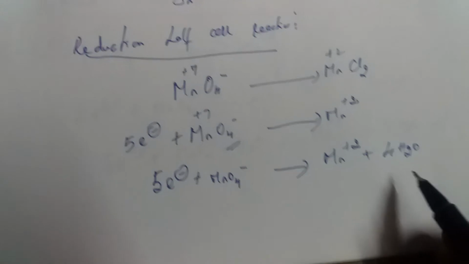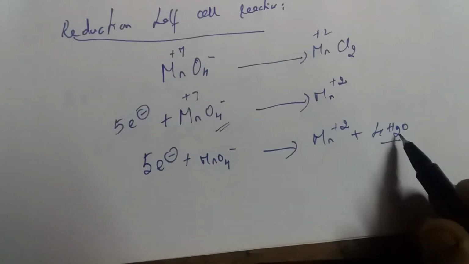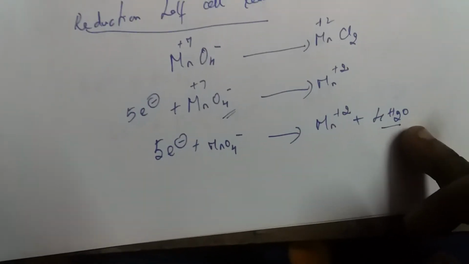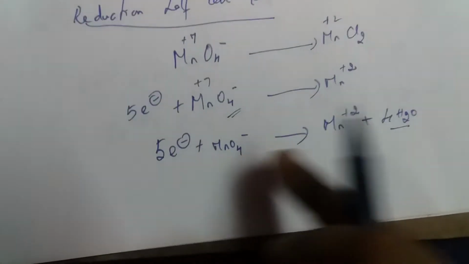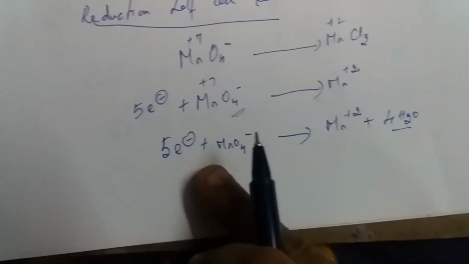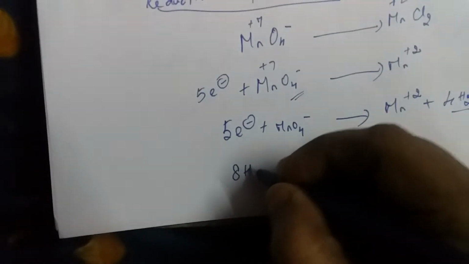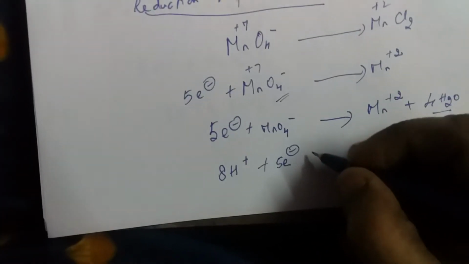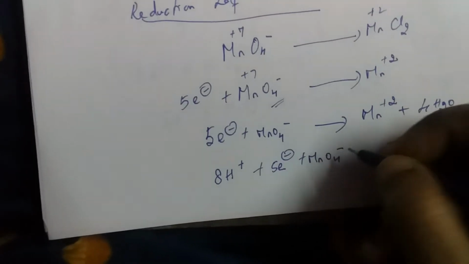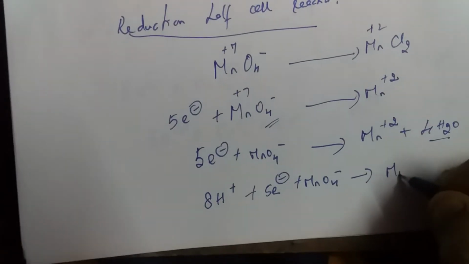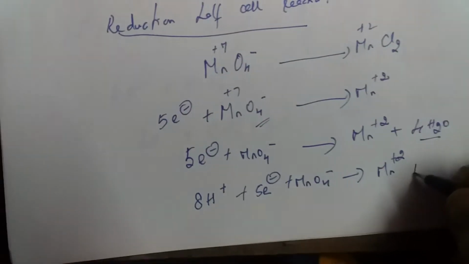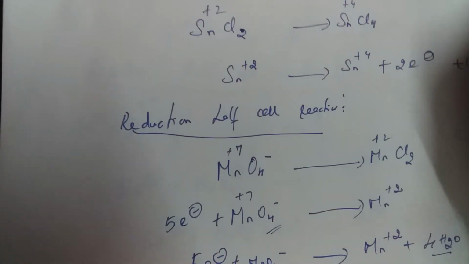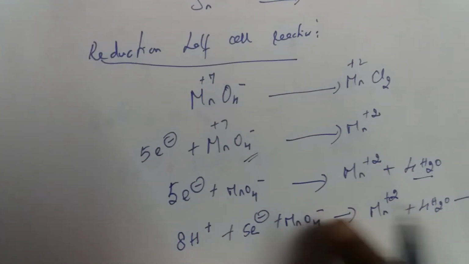Then we have to balance the number of hydrogen. Here 8 hydrogens, 4 into 2, are present, and on the other side there is no hydrogen. Therefore for each extra hydrogen we have to add an H plus ion on the opposite side. So we add 8 H plus. Here 8H plus plus 5 electrons plus MnO4 minus gives Mn2 plus plus 4H2O. Now these two equations are balanced.